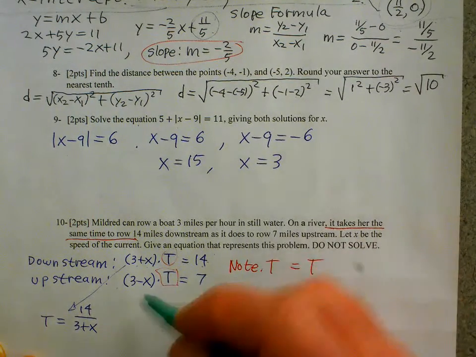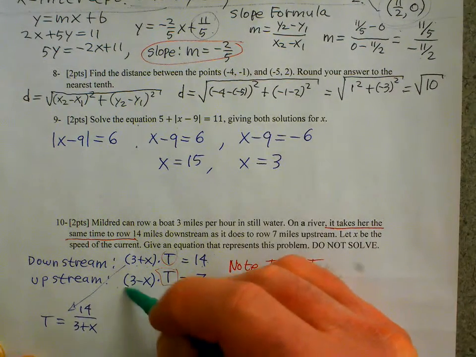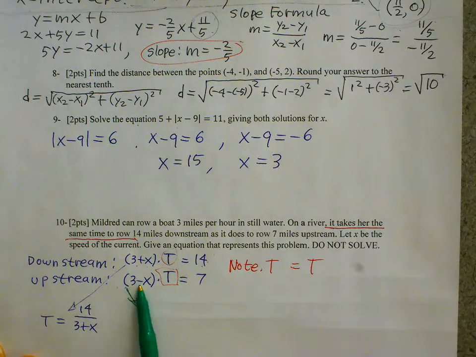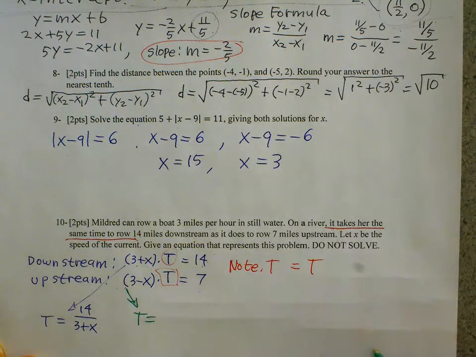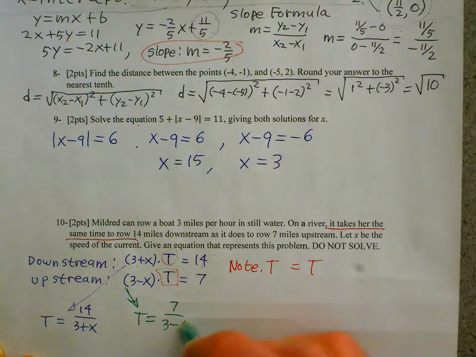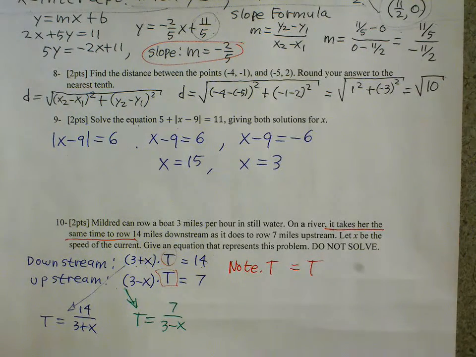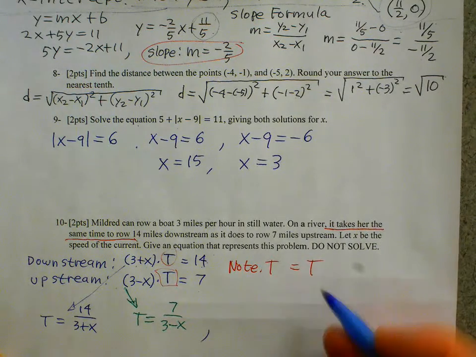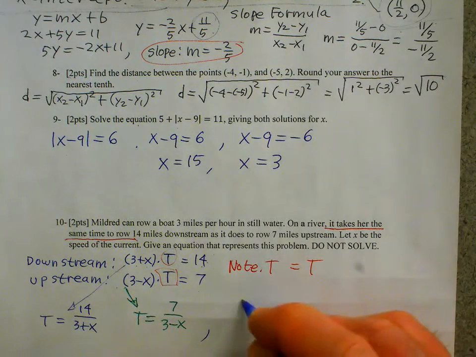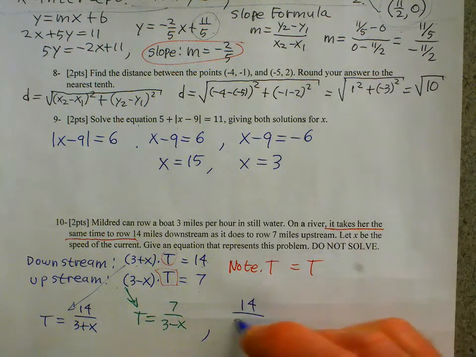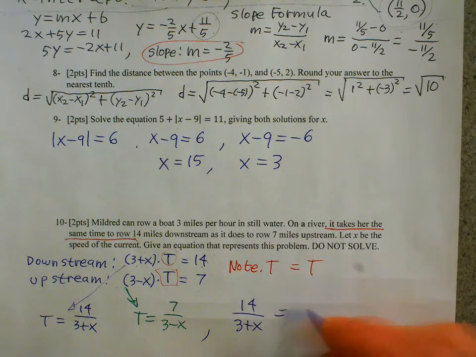But then we do the same thing for the second equation. 3 minus x times t equals 7, solve for t. Time is equal to distance divided by rate. Okay, but since the two amounts of time are the same, it must be the case that 14 divided by 3 plus x is equal to 7 divided by 3 minus x.